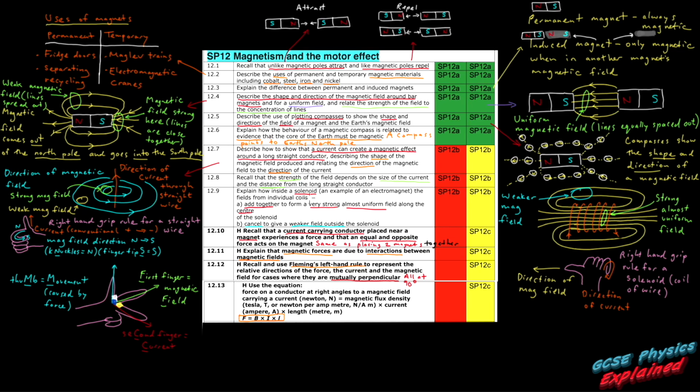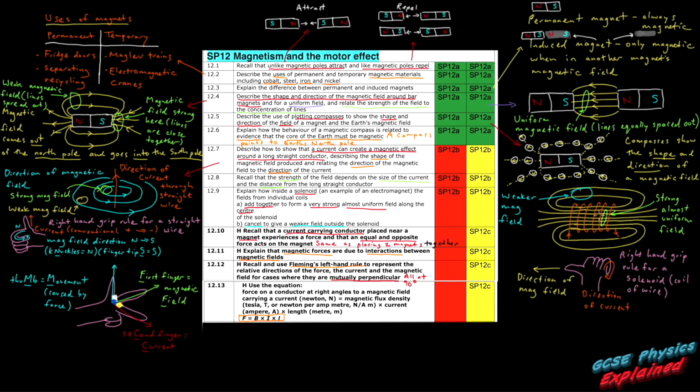Explain how inside a solenoid, so that's an example of an electromagnet, which is basically just a coil of wire, that's what a solenoid is, the fields from individual coils add together to form a very strong, almost uniform field along the centre of the coil. That's that there. And they would cancel out to give a weaker field outside of the coil. So the magnetic field from here interferes with the magnetic field out there. And you end up with a weaker field out here and a weaker field out there, and nice and strong in the middle.